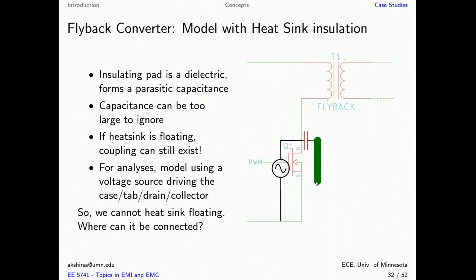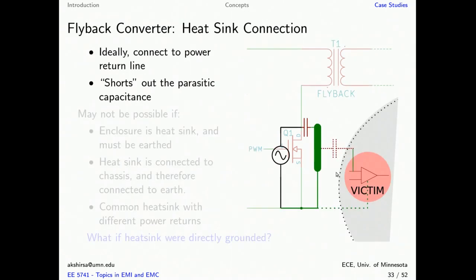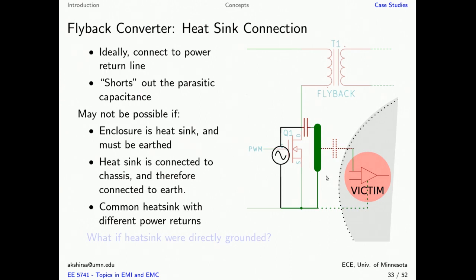So we saw that we can't leave this floating. So where can we connect? One way is we can connect it directly to the return. Now, basically this is the ideal solution, and it shorts out this parasitic capacitance that is formed, and now no more energy will couple into the victim. So we've solved the problem. However, this is not possible if this heatsink is exposed and has to be grounded, or it is connected to the chassis of the system and so on.